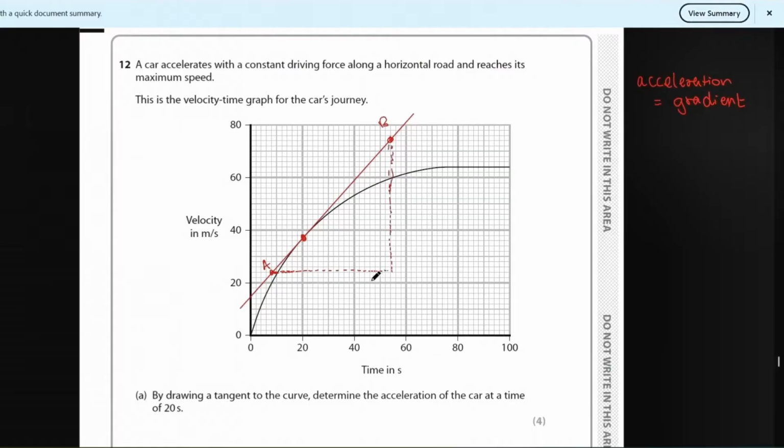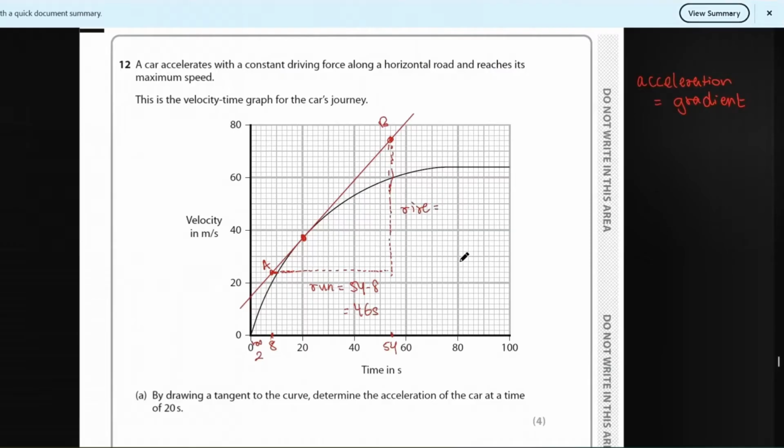So let's see what is the run value. Each small square has a value of 2. So this is 50, that's going to be 54. What about this point here? Since this is 10, that's going to be 8. So the run is 54 minus 8, which is 46 seconds. Since I'm reading the x-axis, let's calculate the rise.